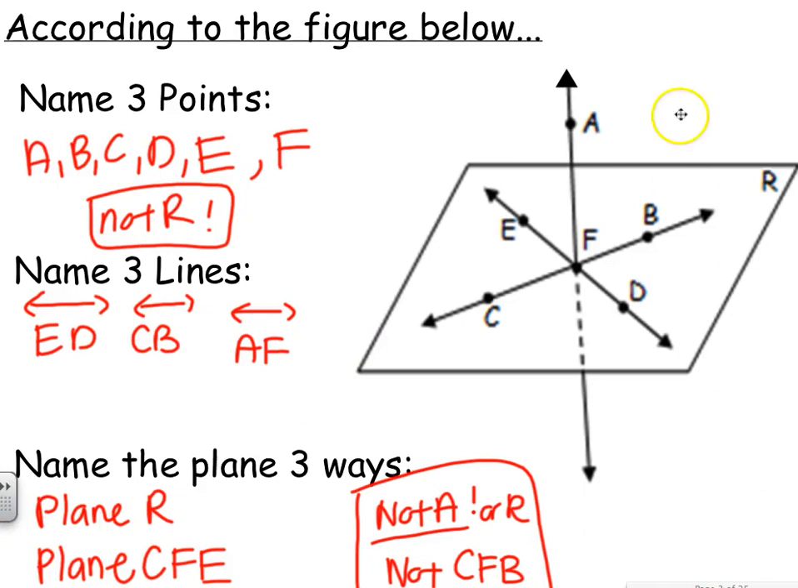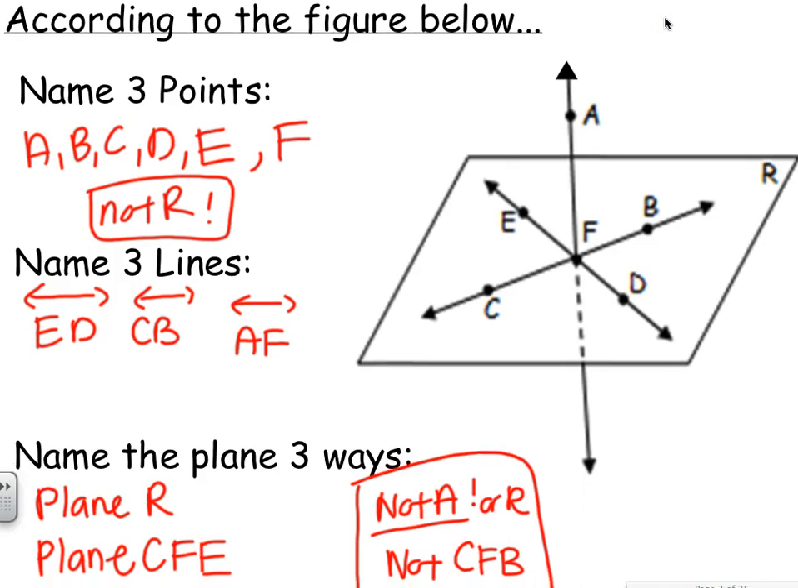Some answers. When you name points, remember to separate them with commas. I gave you as many as I could. Just make sure you did not use R, because R is not a point. When you name 3 lines, notice I did not use the letter F.